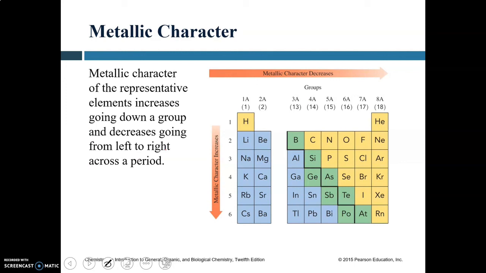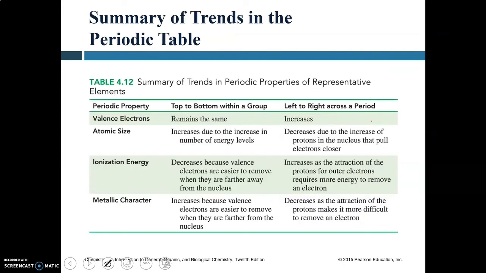So basically we can say that metallic character increases with the increased size of an atom, so it increases from top to bottom of a group, and it decreases as we move from left to right of the period because the size of an atom goes down and the ionization energy goes up, and these elements are much less likely to lose the electrons. So this slide gives you a summary of the trends in the periodic table.